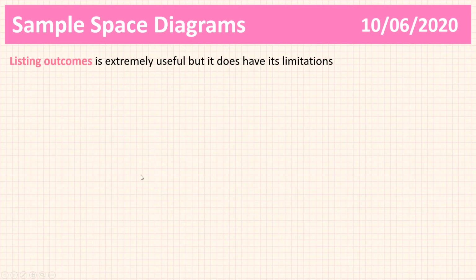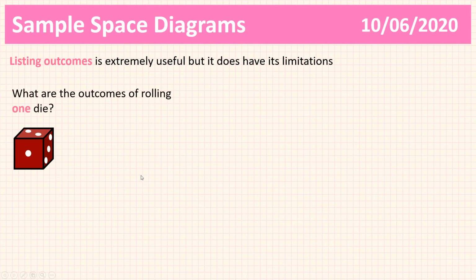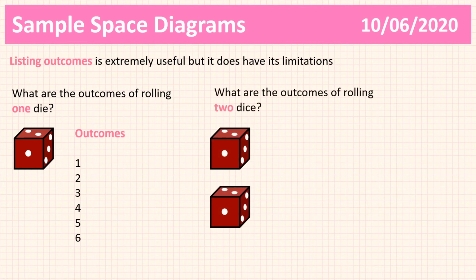And here's another example. So here, I've got the outcomes for rolling one dice. The outcomes for rolling one dice are just 1, 2, 3, 4, 5, and 6. That's what I can get for rolling one dice. The outcomes for rolling two dice. Now suddenly it becomes more difficult.